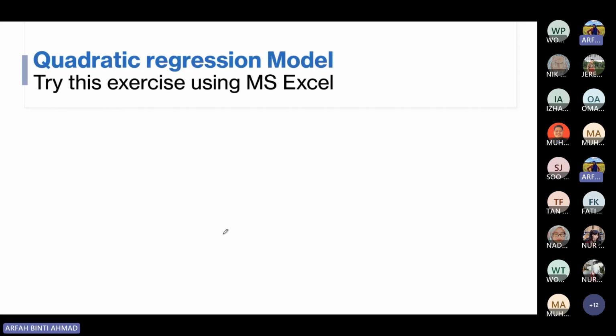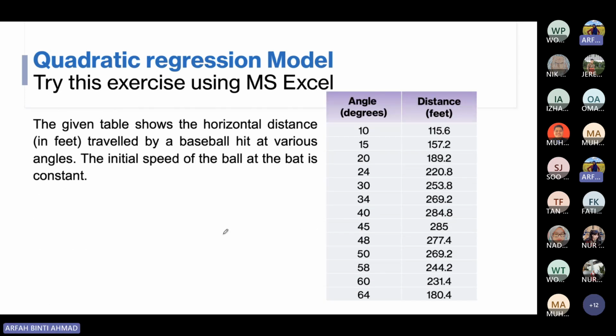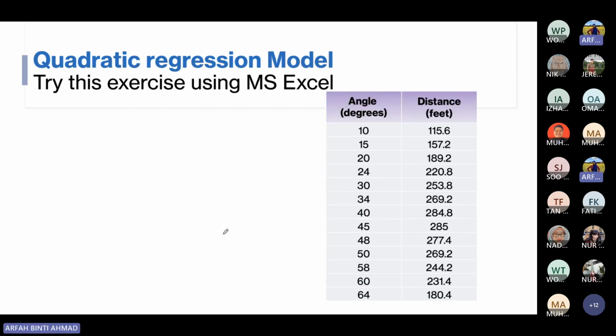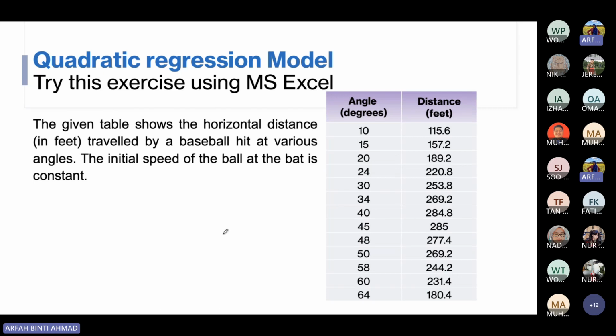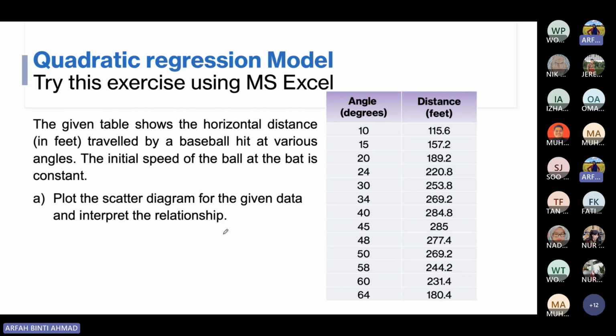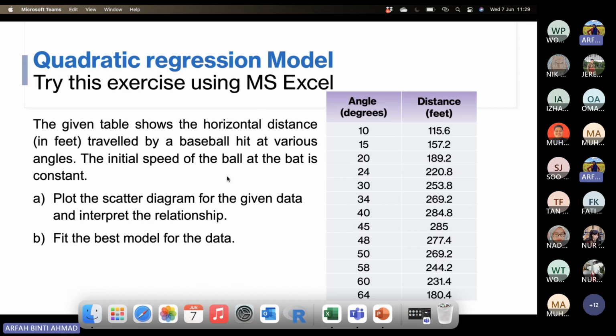Okay. So we have another one, the quadratic. The given data show the horizontal distance in feet traveled by a baseball hit at various angles. The initial speed of the ball at the bat is constant. So plot the scatter diagram for the given data and interpret the relationship, and then fit the best model for the data. This is an example from the slide as well.